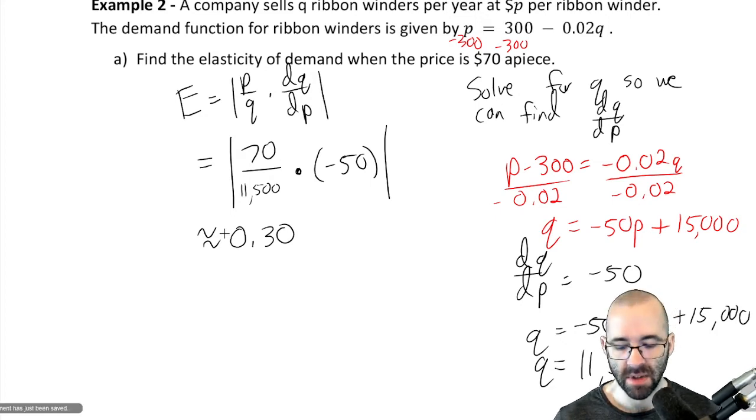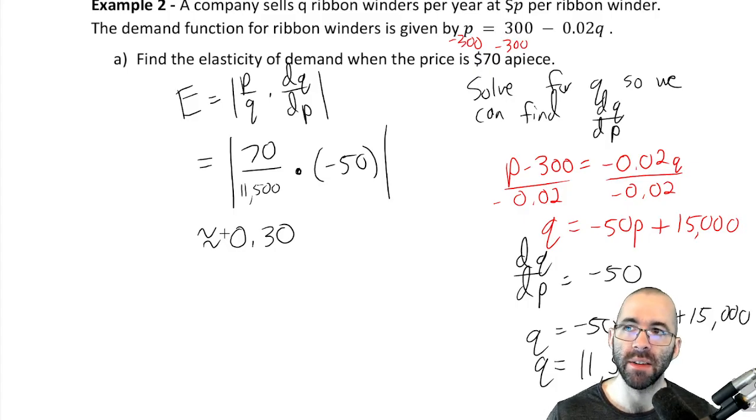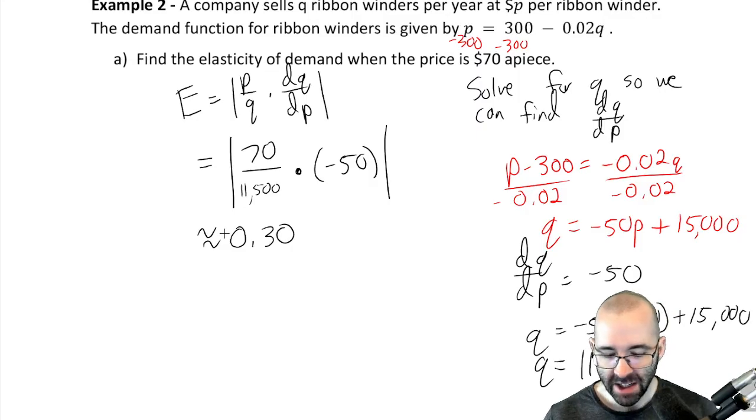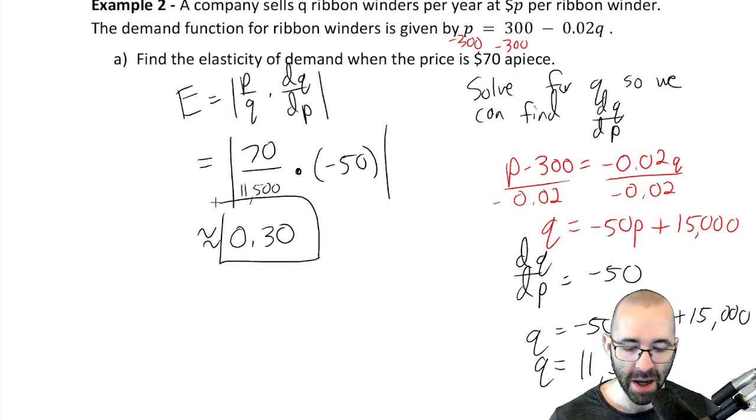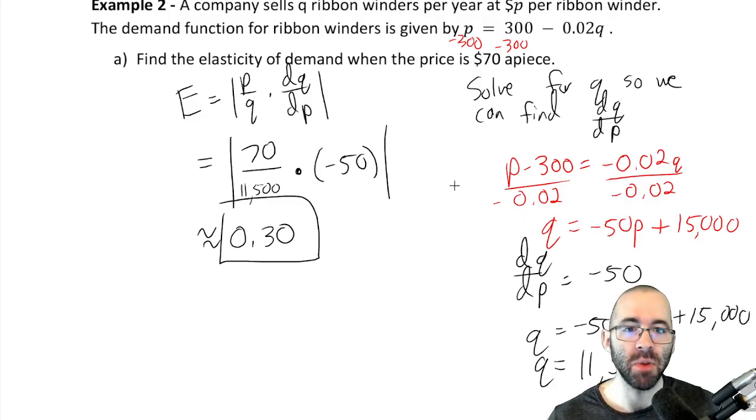All right. I'm pretty sure this is a unitless quantity, but I actually haven't thought about it, and I'm not going to because that'll take a while. This is our elasticity of demand right now. That's all the problem wants you to do.